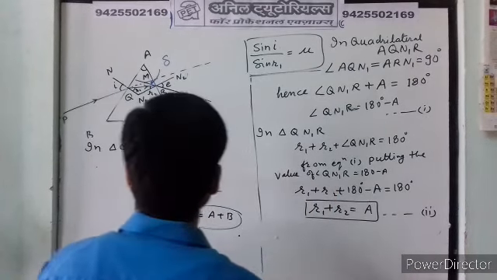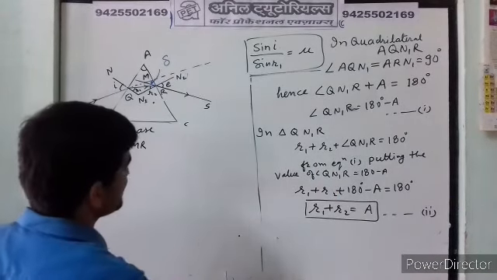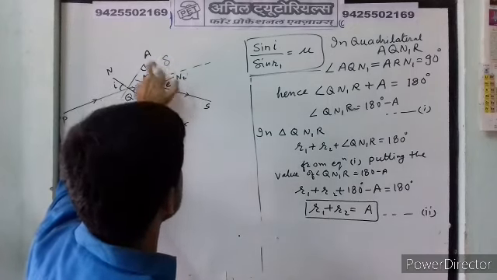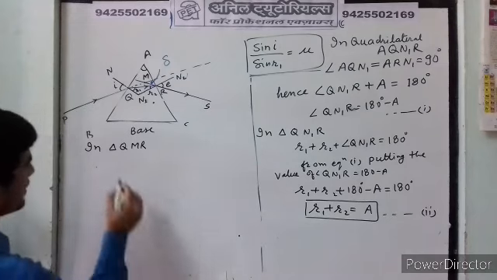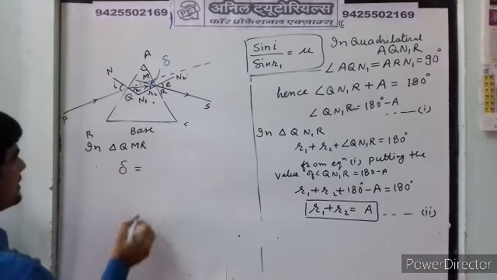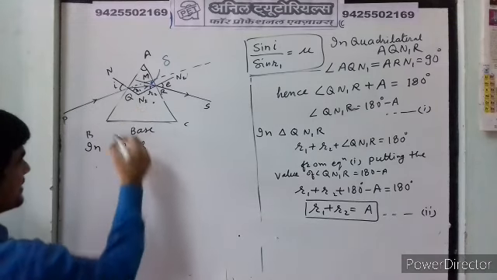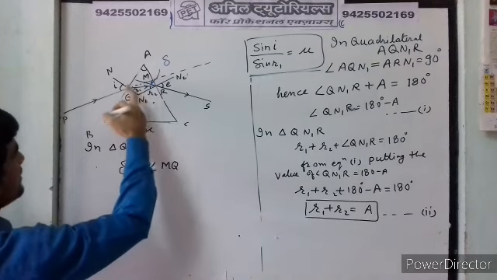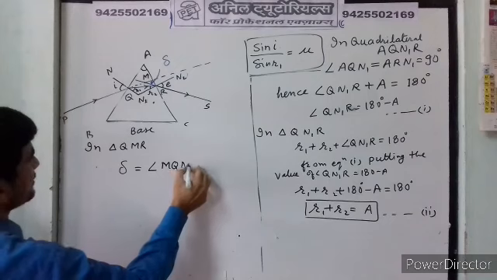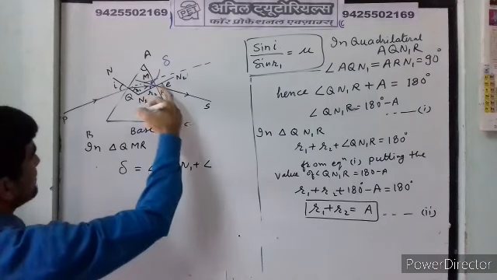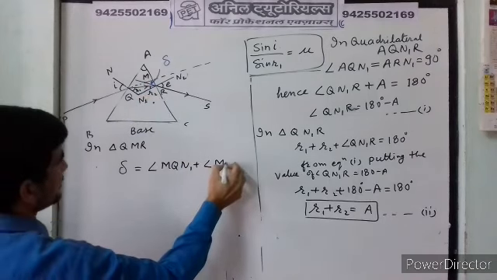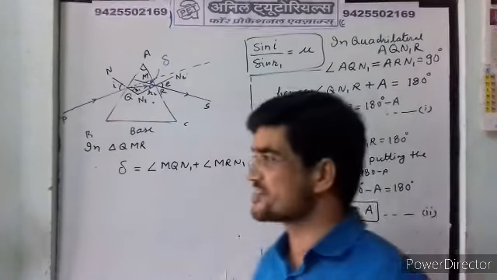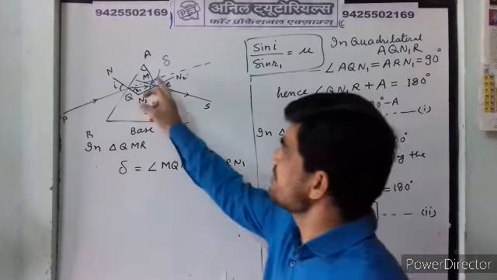So here we use this theorem. The angle of deviation here, we can write, is the sum of two interior angles, that is MQN1 plus MRN1. Clear? Now see, what is angle MQN1?